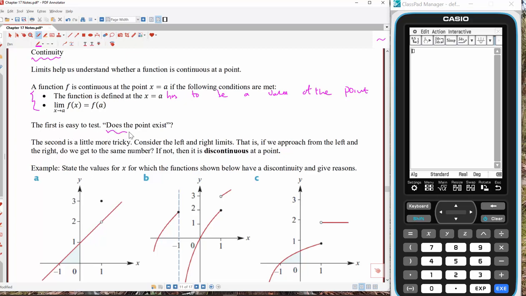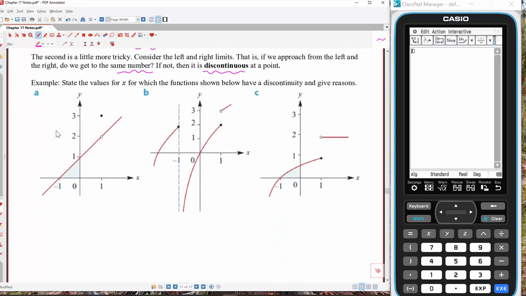So the first is easy to test. What we do is we just ask, are you there? So does the point exist? The second is a little bit more tricky. What we do is we consider the left and right limits, approaching from the left and right, and make sure we get the same number. If we don't get the same number, then we've got a discontinuity. If we do get the same number, then that number has to match the value of the function at that point. So what we're going to do is work it through for a couple of examples.